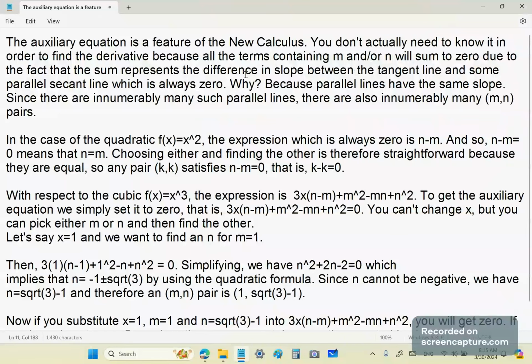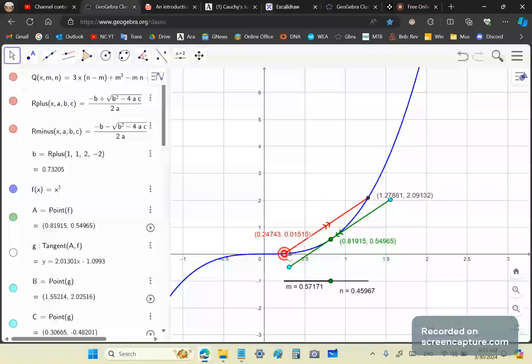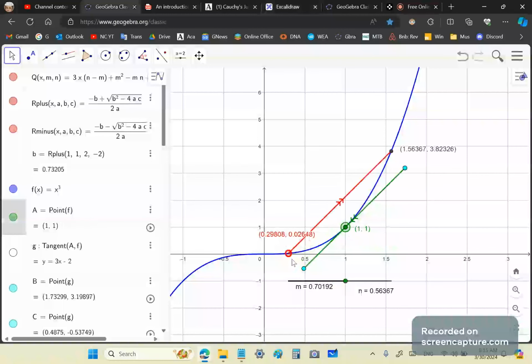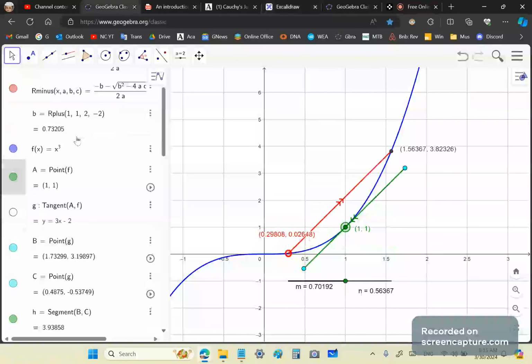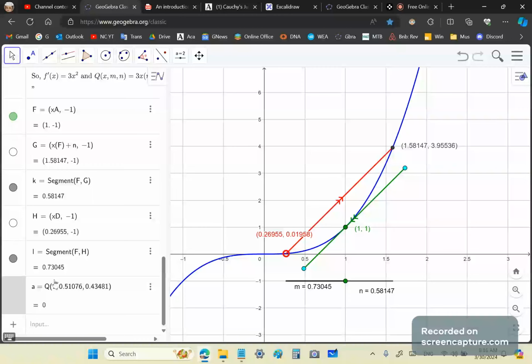Now, the difference is that in the new calculus, it's rigorous. All the terms in m plus n, no matter which m and n pair you use, it's always going to be zero. Okay, so if we put this back on one here, and we look at this value down here, this q here, it doesn't matter how we move this value here. And incidentally, here I could change this by saying this is, let's see, m and n.